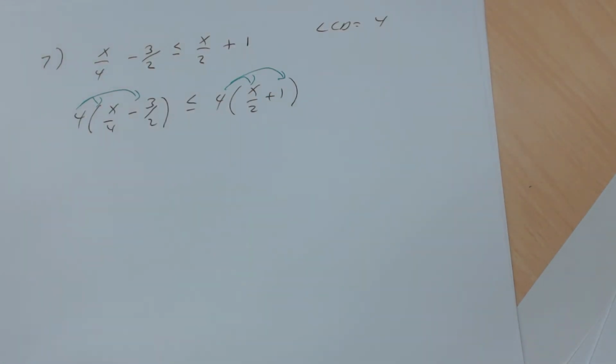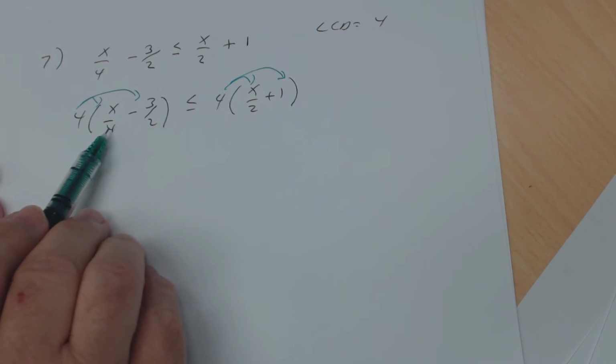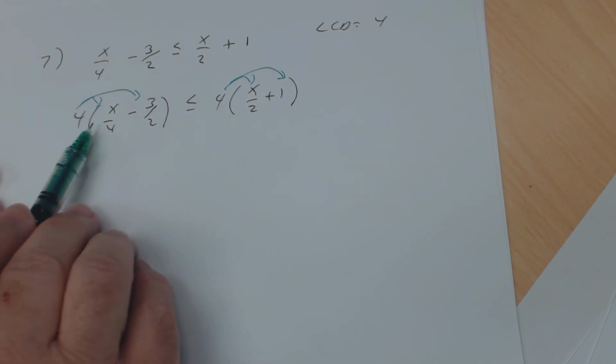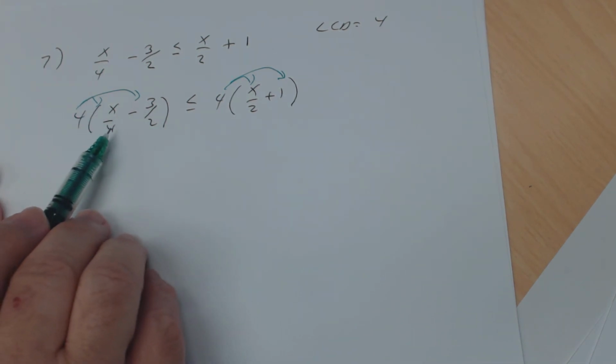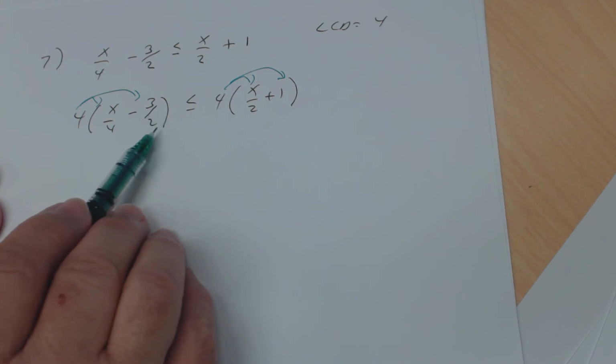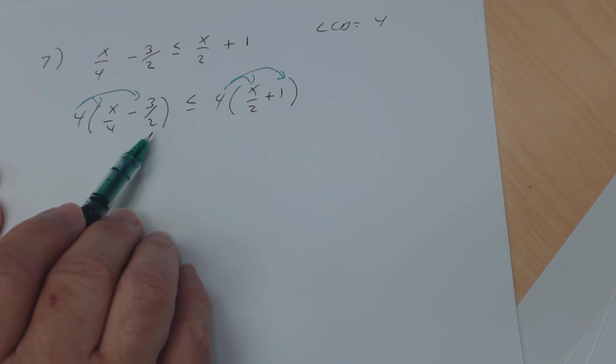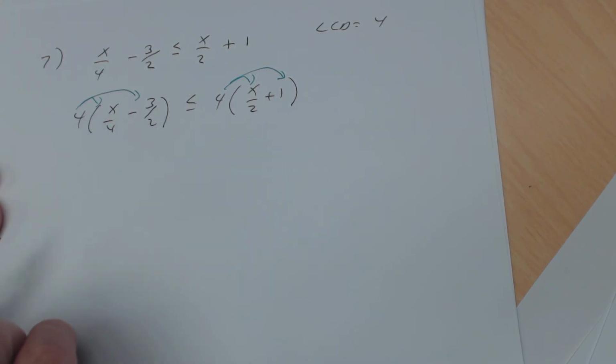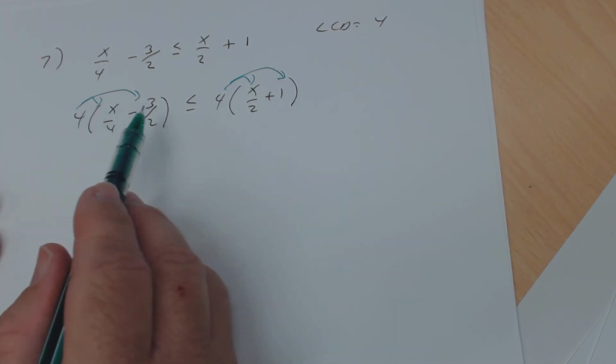Distribute the 4. Now don't make the mistake of reducing these 4s before you distribute. Because if you do that, you'll say 4 to 4 is 1, 4 to 4 is 1, and then you'll distribute the 1. But this 3 halves has to be multiplied by 4 as well. So you've got to be careful. So before you reduce, you need to distribute.